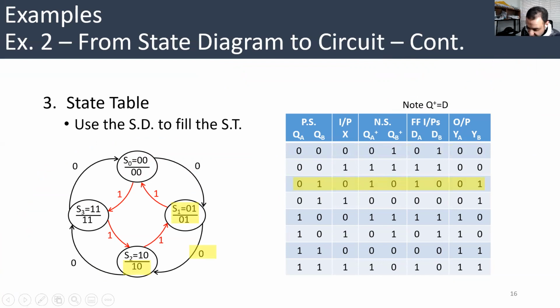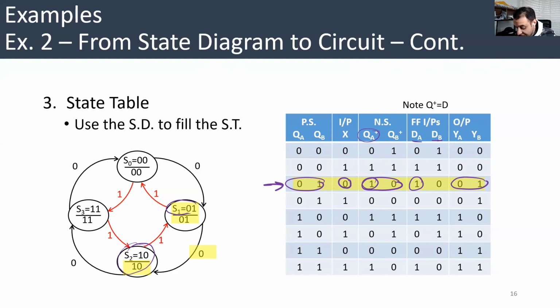S1. If we are in S1, which is 0, 1, and the input is 0, we are going to go to S2, which is 1, 0. And whenever we are in S1, which is 0, 1, the output will be 0, 1 as well. Now let's get DA and DB before we go forward. That's really easy. Look, QA plus is 1. That means when the clock comes, there must be 1 also on the DA, so that QA plus is equal to 1. So it will copy D. So DA is 1.